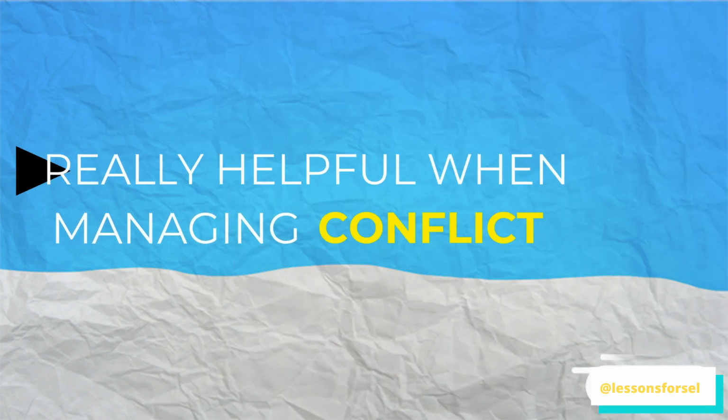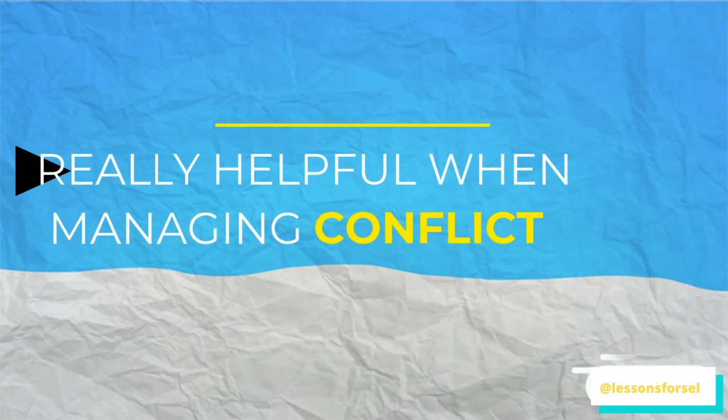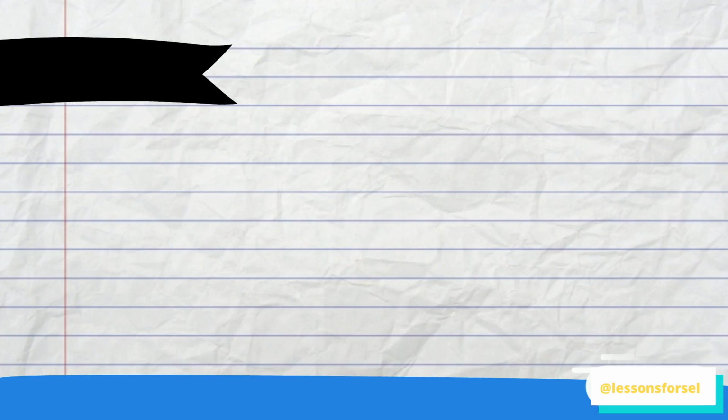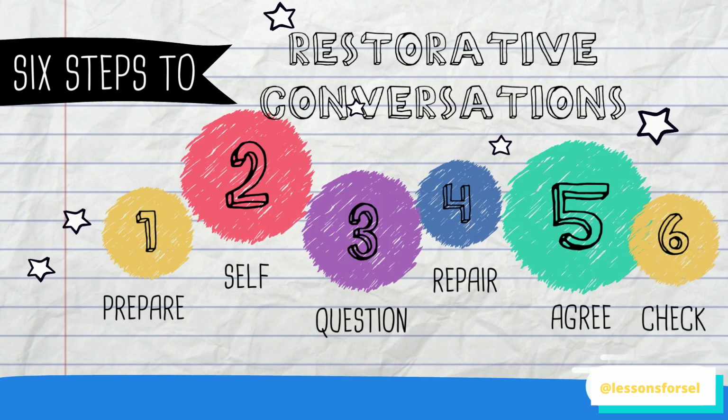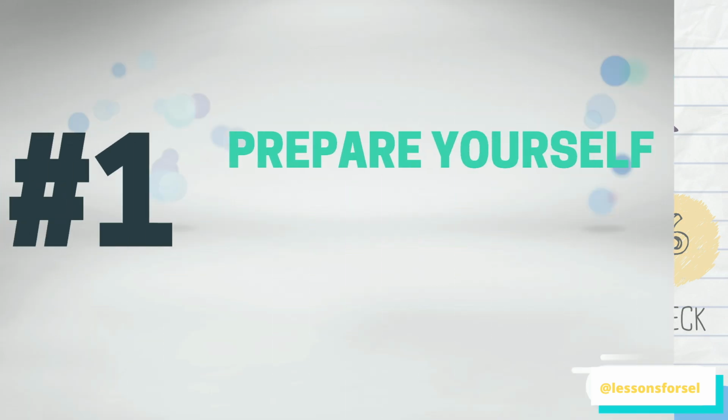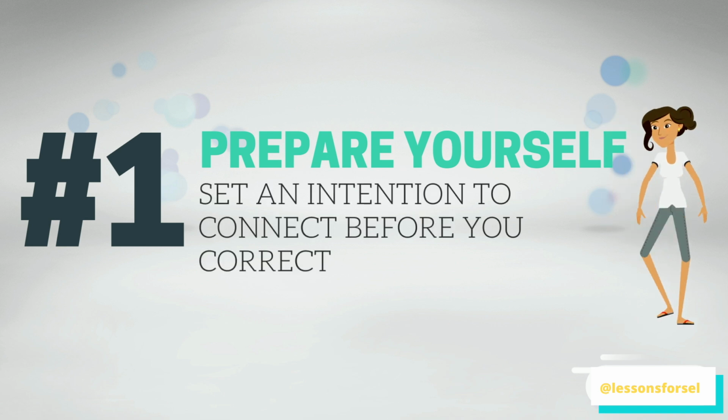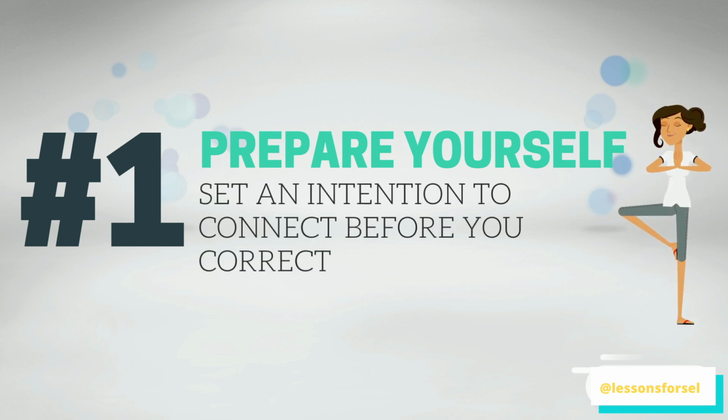These conversations are really helpful when managing conflict with peers. Here are 6 steps you can take to start having restorative conversations with your peers. Step number 1, prepare yourself. Before you can resolve conflict, set an intention to connect before you correct.